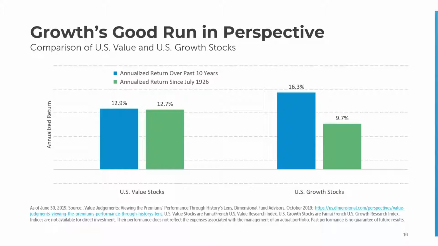U.S. growth companies have also had an uncharacteristically good run. In the past 10 years, as of June 30th, 2019, they've had an annualized return of 16.3%, compared with their average return since 1926 of 9.7%, shown on the right. Whereas value companies, shown on the left, have performed similarly to their long-term historical average. While some would be quick to say, "Give me more growth stocks," we feel the opposite may be a more reasonable response, since abnormal performance, up or down, turns into average performance over time.